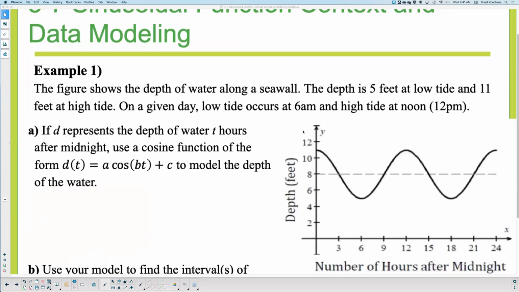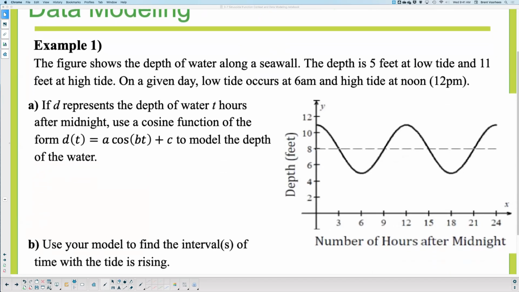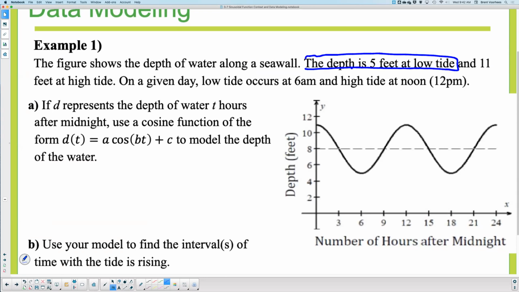First, on example 1, it says the figure shows the depth of water along a seawall. The depth is 5 feet at low tide and 11 feet at high tide. Okay, I want to pause there. What can you tell me? If it says the depth is 5 feet at low tide, that's the minimum. Let's go ahead and make that mark here because that will matter for us, especially if we're not using the calculator. And 11 feet at high tide will be the maximum. That's the maximum. Very good.